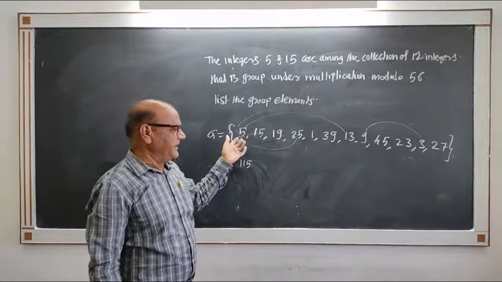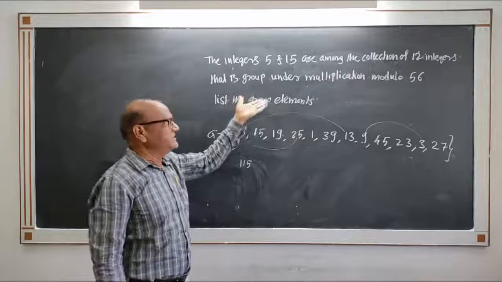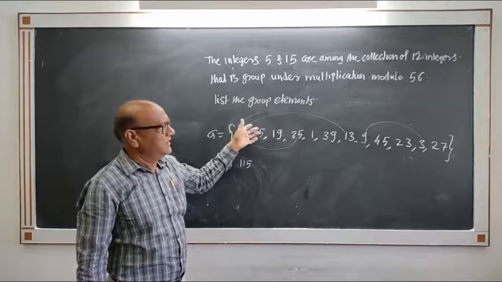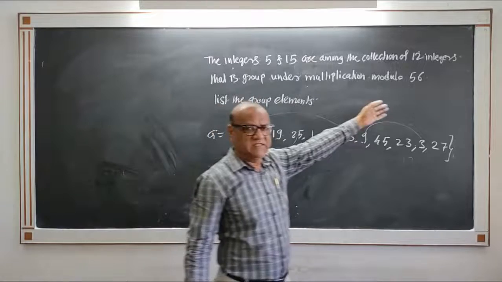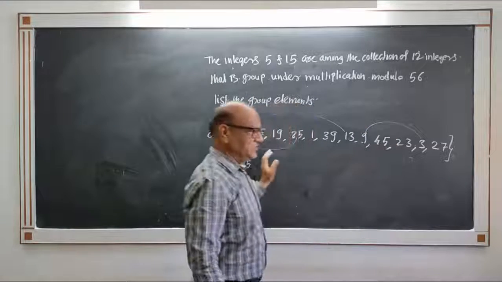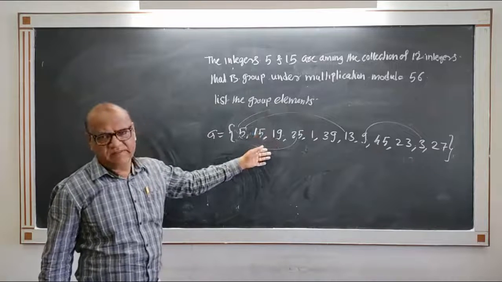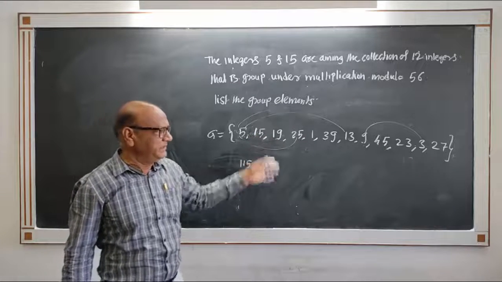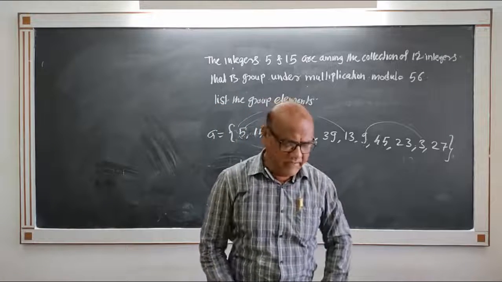Using the closure property, list all elements. Two elements are given in this group, the operation is given, so using the closure property obtain the remaining elements. Okay, we will stop here.